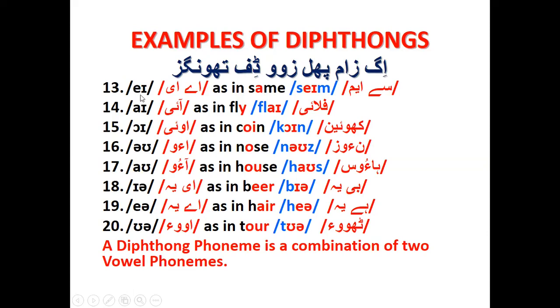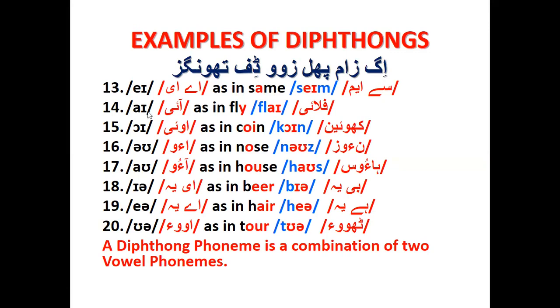A is the pronunciation of the letter A, the first letter A. And same, A as in same, not same, but same. This is the phonetic transcription. Same. Clear? Okay, dear, these are the basic things and you have to learn.